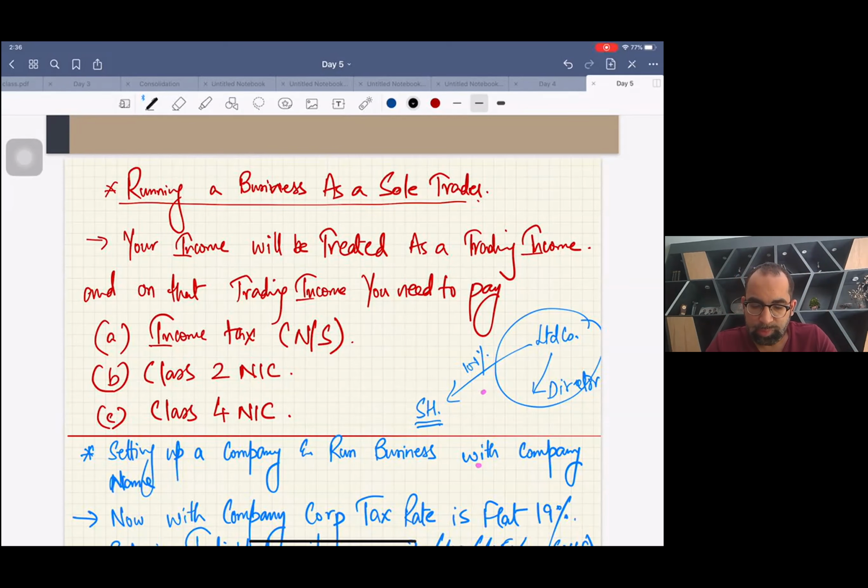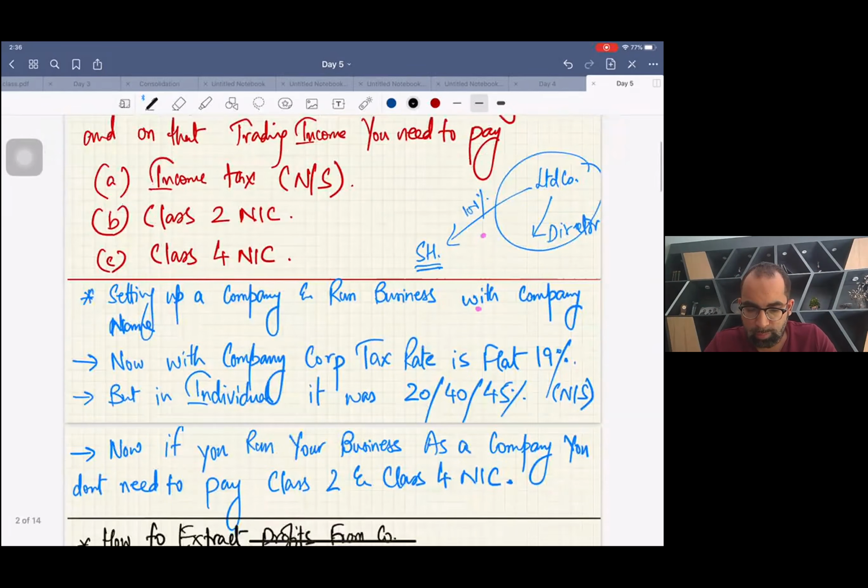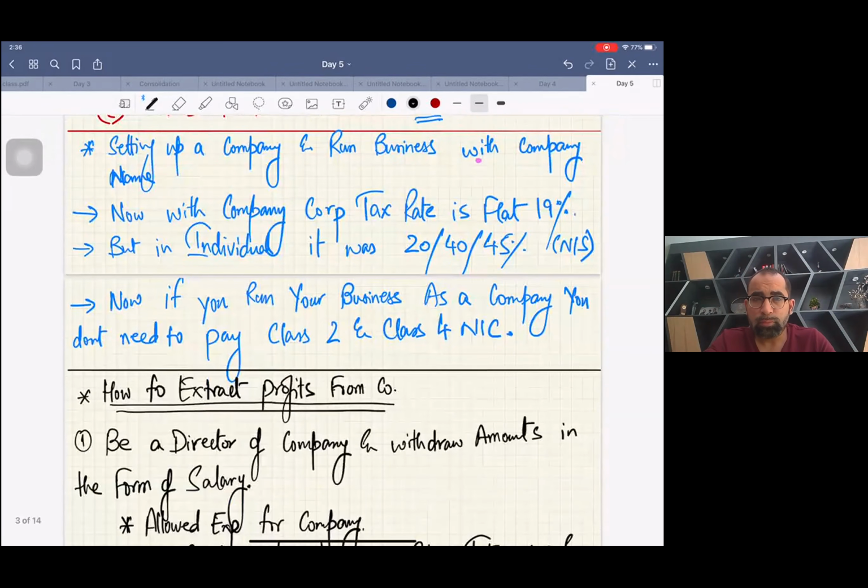Now, number two, setting up a company. The second option is that you can do this business as a company. No need to do it as a sole trader. Just incorporate a company and run this business in the form of a company, under the company name.